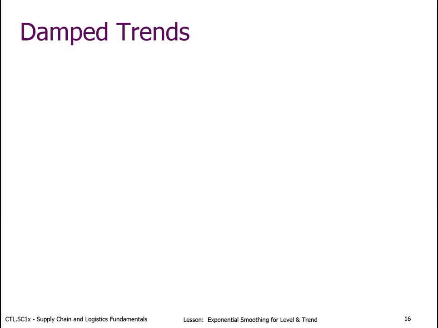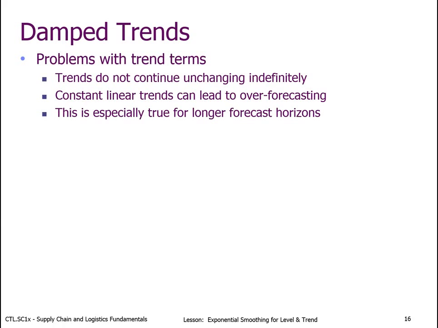Okay, now we're going to talk about damped trends. And this is another technique that's pretty widely used in practice, because the idea here, if I have a trend term, is that trends don't go on forever. They don't continue unchanging indefinitely into the future. In fact, in most cases, they kind of dampen, they kind of taper out a little bit.